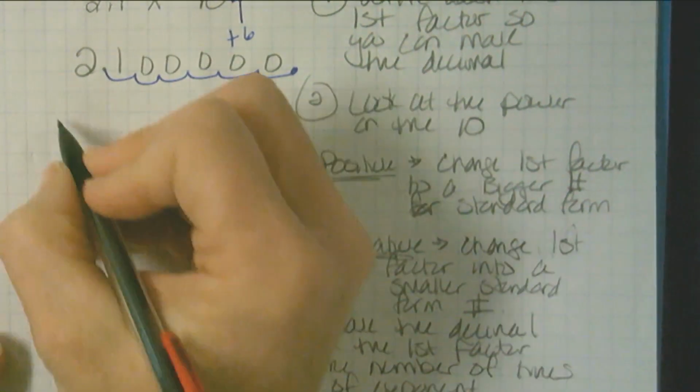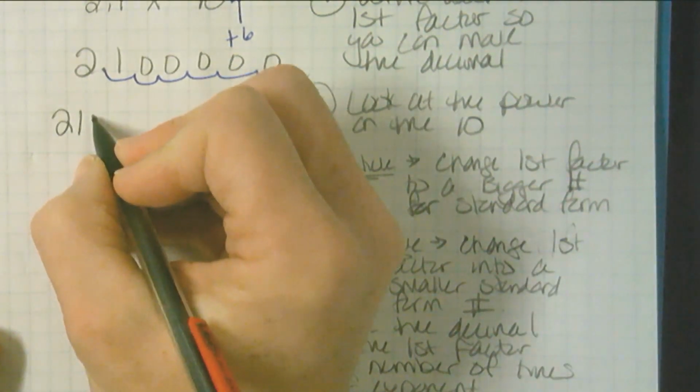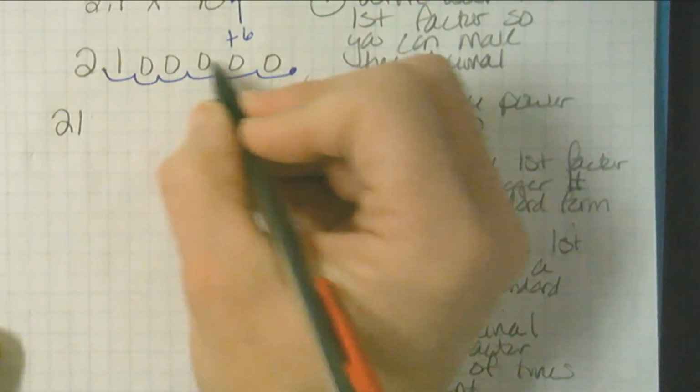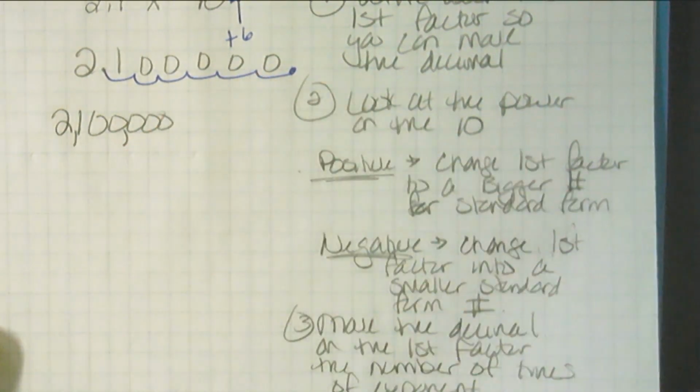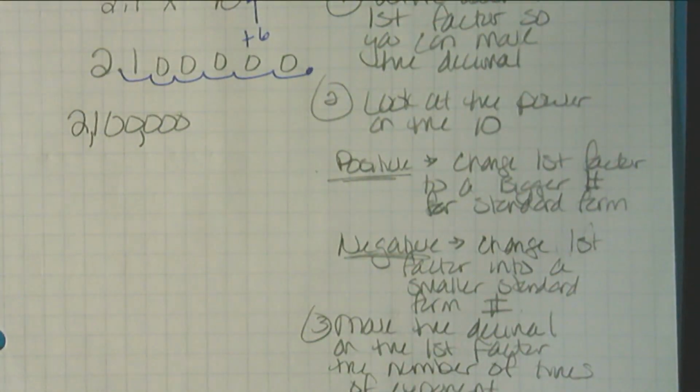All right, so my final answer is going to be, I'm just going to rewrite this, 2, 1, and then 1, 2, 3, 4, 5 zeros. And then I'm going to put my commas in so they're proper commas. So remember, every 3 starting from right going to the left, every grouping of 3 gets a comma.